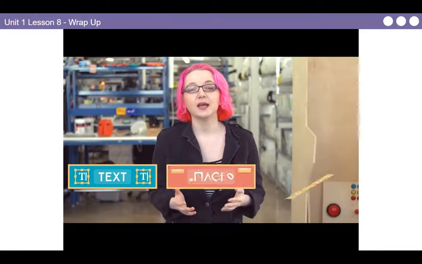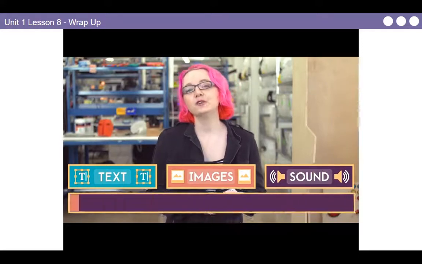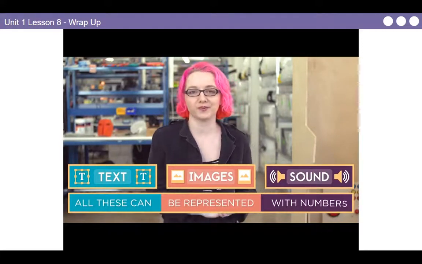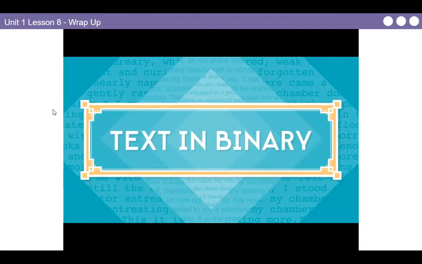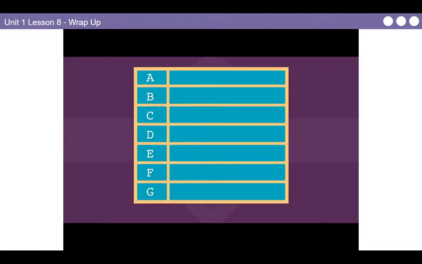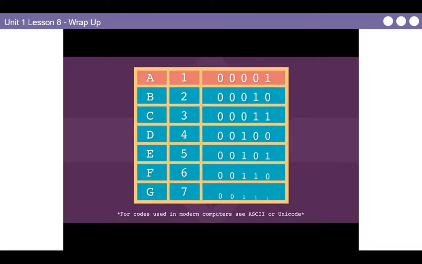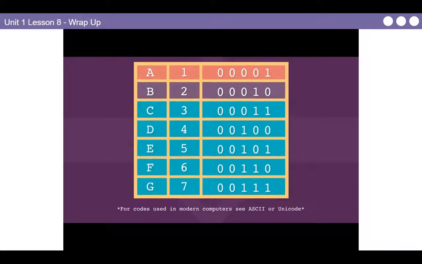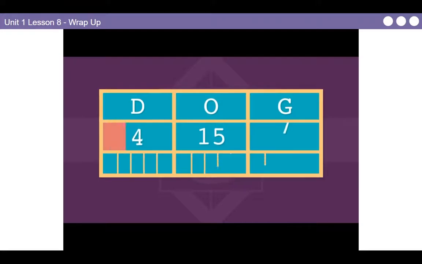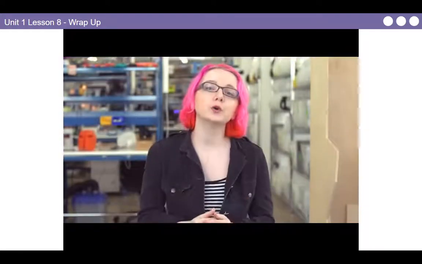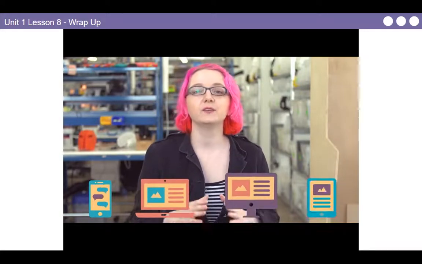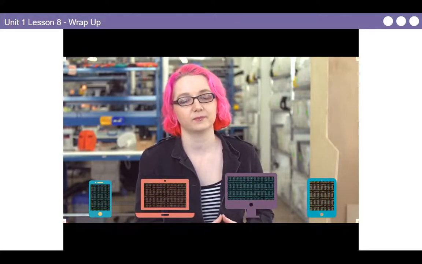But what about other types of information, like text, images, or sound? It turns out that all these things can also be represented with numbers. Think of all the letters in the alphabet. You could assign a number to each letter. A could be 1, B could be 2, and so on. You can then represent any word or paragraph as a sequence of numbers. And as we saw, these numbers can be stored as on or off electrical signals. Every word you see on every web page on your phone is represented using a system like this.